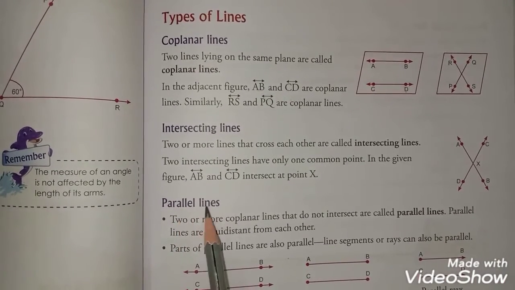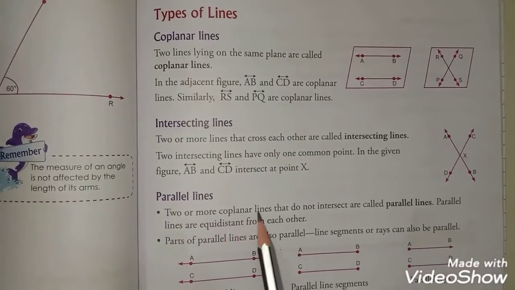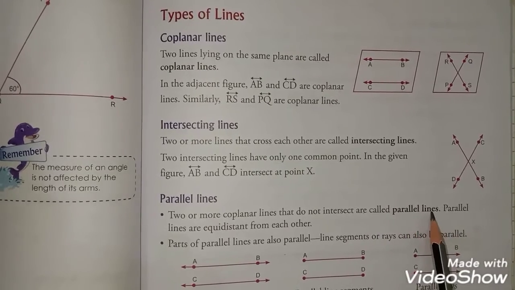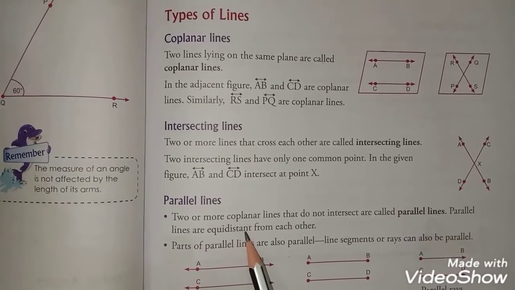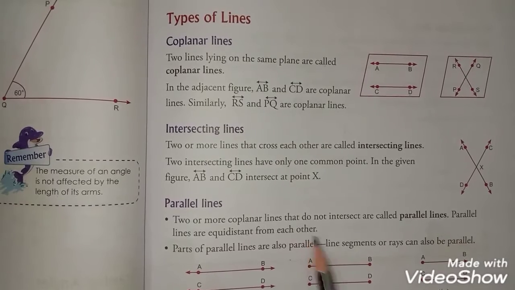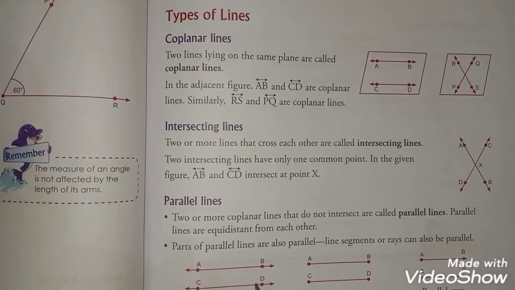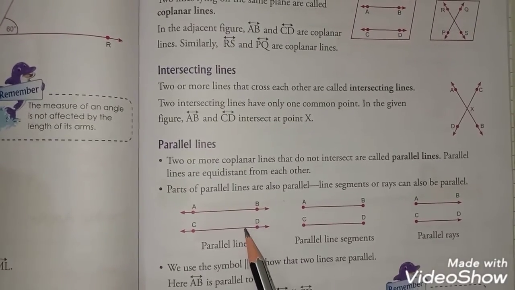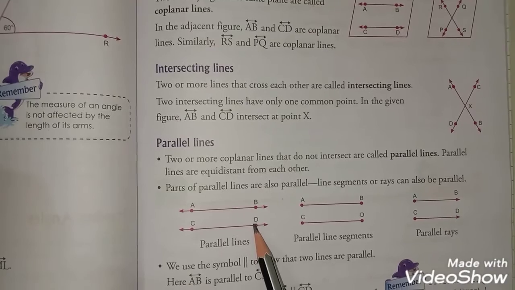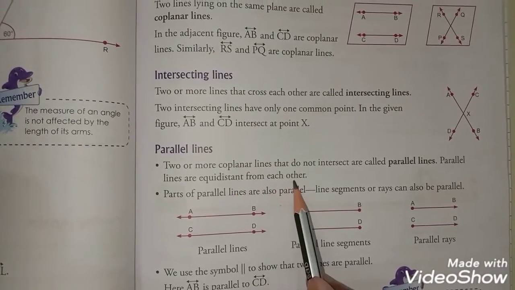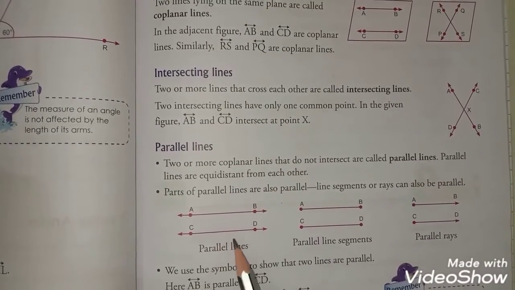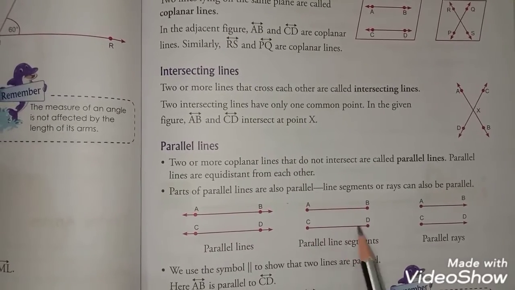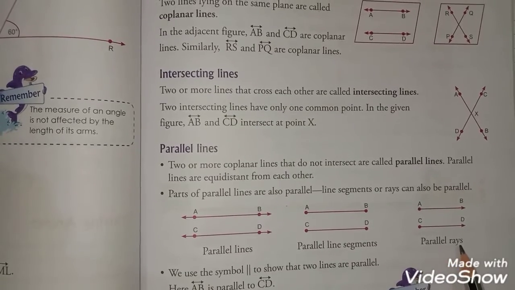Third one is parallel lines. Two or more coplanar lines that do not intersect are called parallel lines. Parallel lines are equidistant from each other. Means when two lines do not cross each other and the distance between them is the same everywhere, meaning equidistant from each other, that are parallel lines. So these are parallel lines, these are parallel line segments and these are parallel rays.